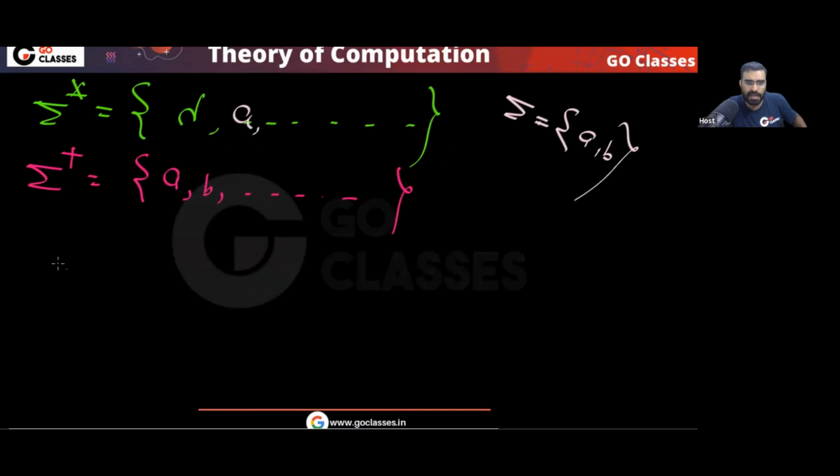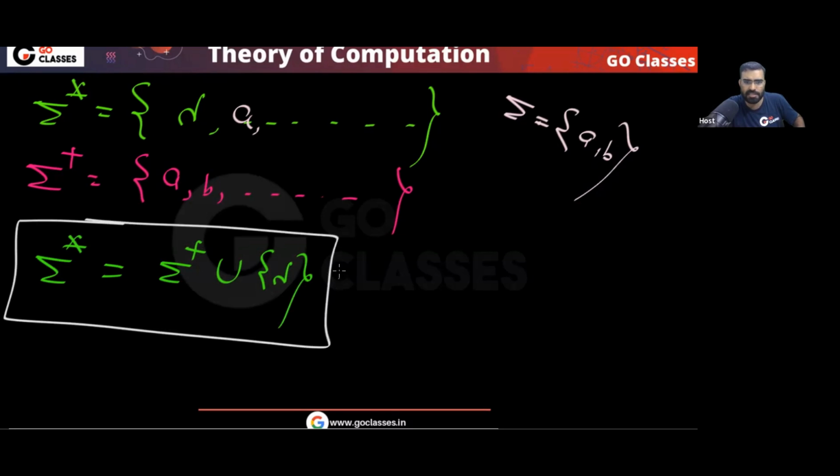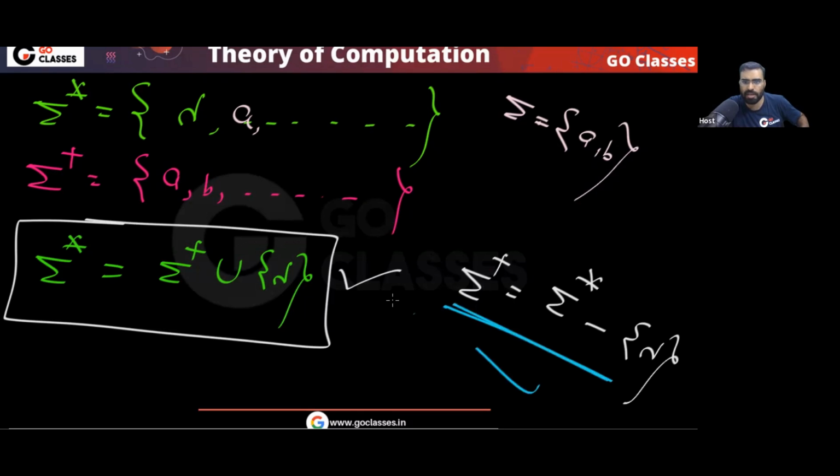So you tell me, can I say that sigma star is equal to sigma plus union empty string? Yes, this is correct. Can I also say that sigma plus is equal to sigma star minus the empty string? Minus the empty string means from sigma star I remove the empty string, and I will get sigma plus. Yes, this is also correct. So these statements are correct.